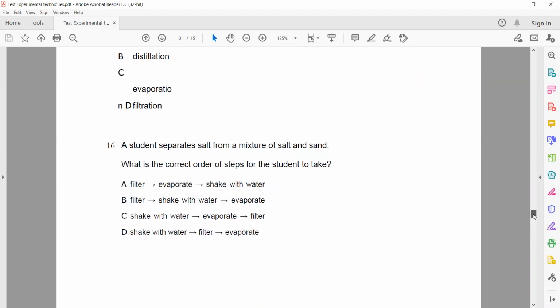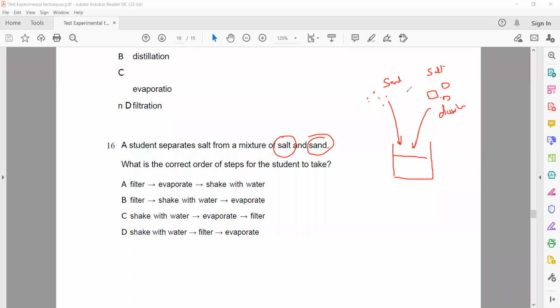And question 16, a student separated a salt from a mixture of sand and water. So the student is having a mixture of sand and water. These dots are representing the sand particles, cubes are representing the salt. So first he should shake with water. When he adds water, the salt will dissolve and the sand will be left as a suspension in the mixture. Then we will do filtration.